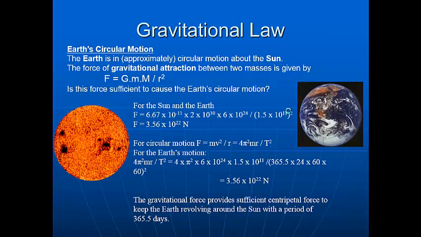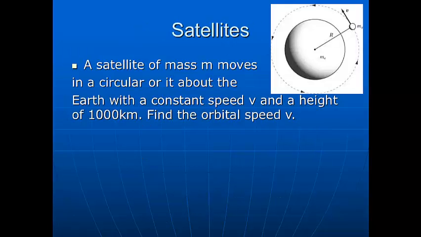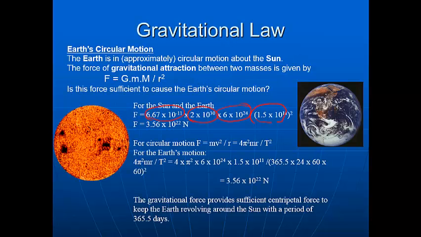So, is the force sufficient to cause Earth's circular motion? Now, we know a lot of things already about the Earth. This is our gravitational constant, 6.6 times 10 to the minus 11, which is big G. The mass of the Sun is about 2 by 10 to the 30 kilos, and the mass of Earth is 6 by 10 to the 24. And we're going to divide by the radius, actually not the radius of the Earth, but the orbit of the Earth around the Sun, which is 1.5 by 10 to the 11. You square that, and you get a force of 3.56 by 10 to the 22 newtons, which is an enormous force.